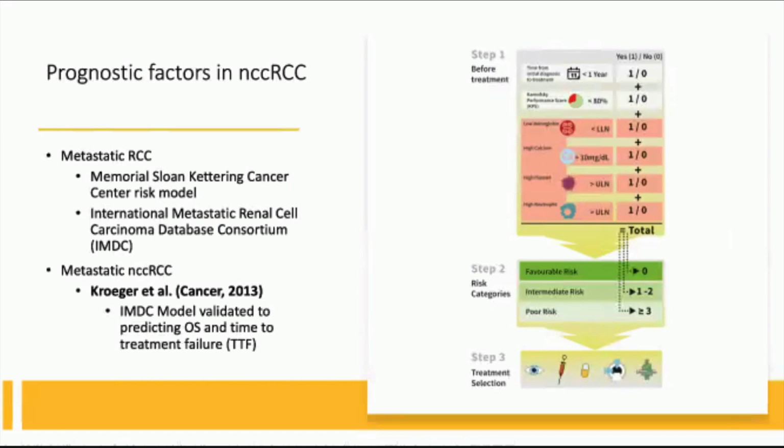Now, briefly on prognostic factors for non-clear cell RCC. We know that in metastatic RCC in general, the MSKCC and the IMDC model, which you can see on the right-hand side here, have been validated. Looking specifically at metastatic NCC-RCC, Kroeger and colleagues in 2013 also validated the use of the IMDC model as a prognostic model in this disease space. So this is one model that we can certainly use for these patients.